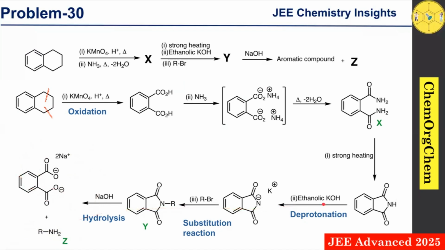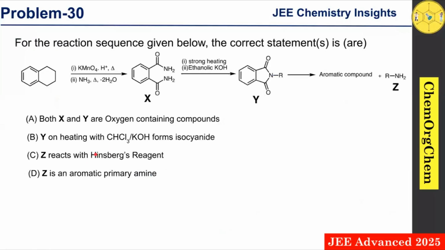In particular, in this reaction sequence, especially deprotonation, substitution reaction and hydrolysis, these three steps combined are called the Gabriel phthalimide synthesis. So let's move to our question. We successfully found the structures of X, Y as well as Z. So let's see each statement one by one and decide which one is the correct statement.